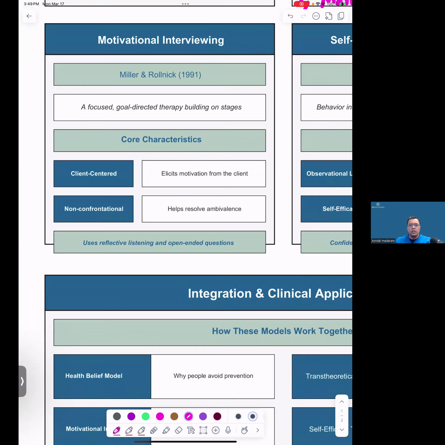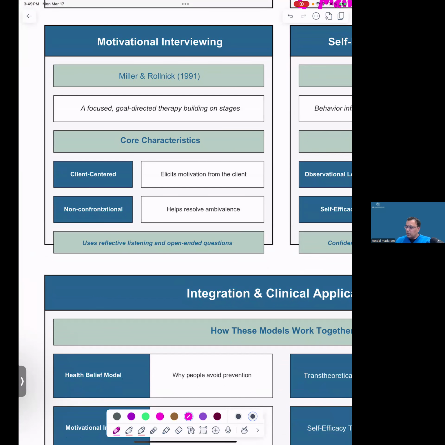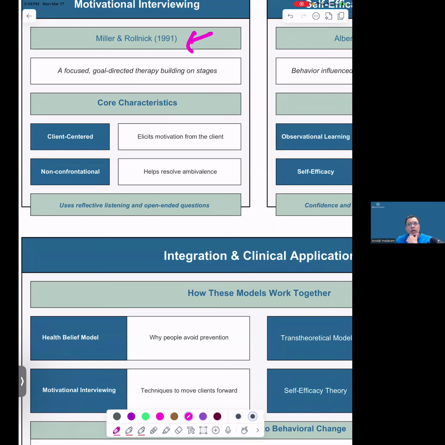Now let's go to motivational interviewing. It was developed by Miller and Rollnick. For the exam, I don't think they will ask who created it, but this is a client-centered approach that helps patients resolve ambivalence towards change by using empathetic communication, open-ended questions, and reflective listening. So it's client-centered and elicits motivation from the patient.